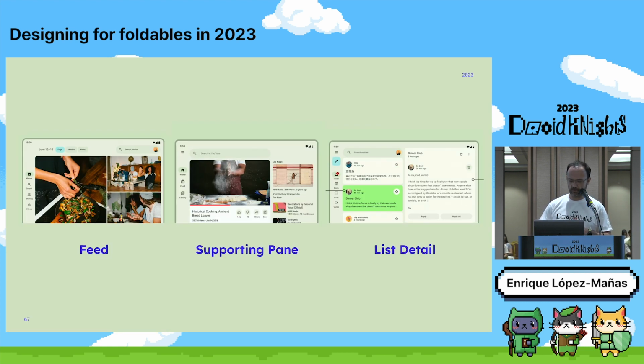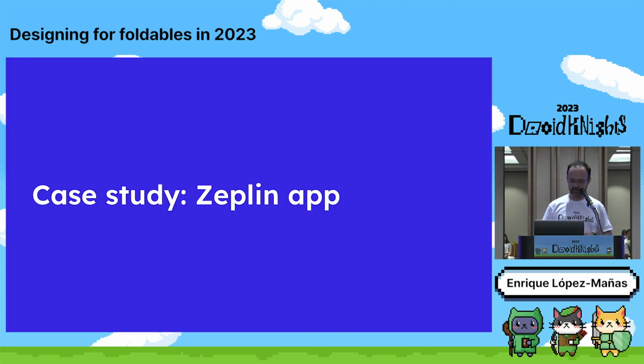Now, we have 3 different canonical layouts. One of them is the feed, a typical social network where you scroll and can display more content. Another one is the supporting panel, where you have, typically like in YouTube, a main element called the hero at the top, the thing that tries to grab your attention, and then you can have things like related videos, related content, or comments. And of course, the list detail, when you have a list, click, and then it expands into detail.